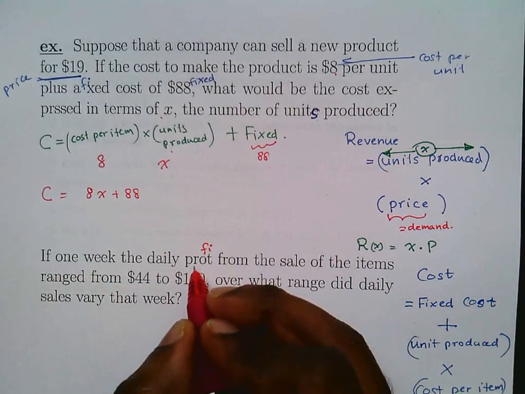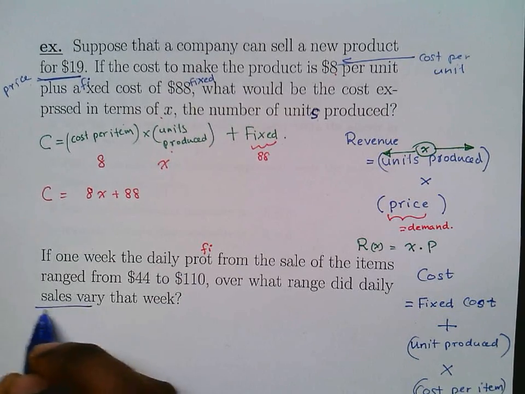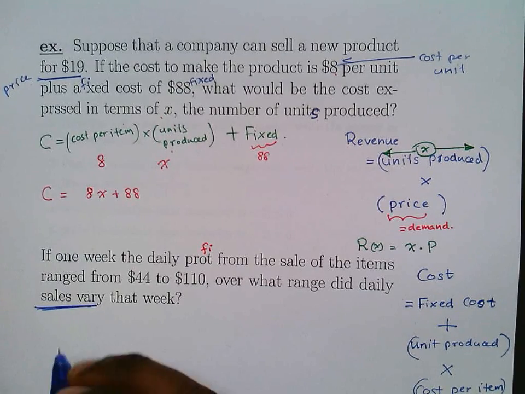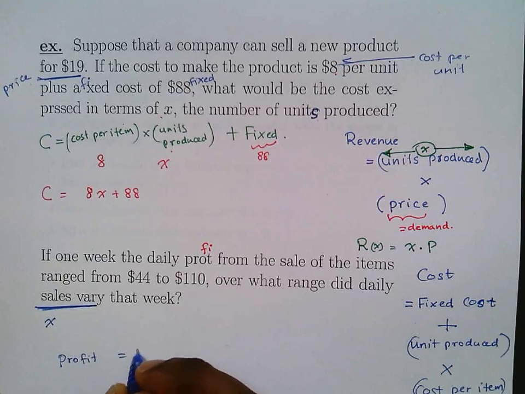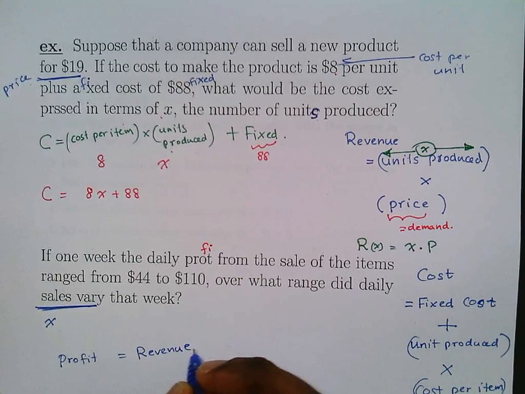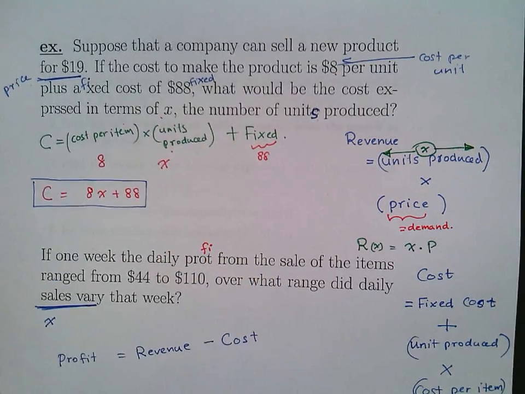So if in 1 week the daily profit from the sale of this item ranged from 44 to 110, over what range did the daily sales vary that week? Now that looks like a really confusing question. But let's look at it in parts. Okay. Now daily sales is how much you sell, so how many units you sell, so that would be your X. Now profit is always revenue minus cost. And you have found the cost function right here. So you will have to find the revenue function.